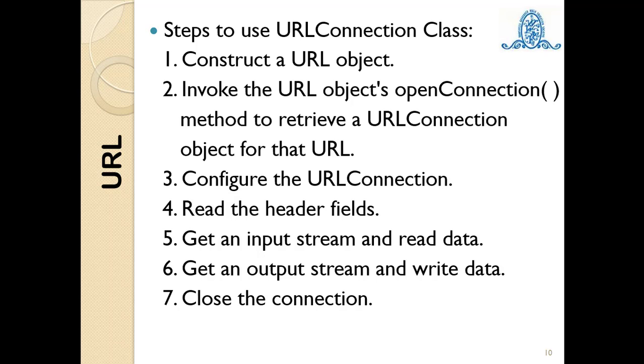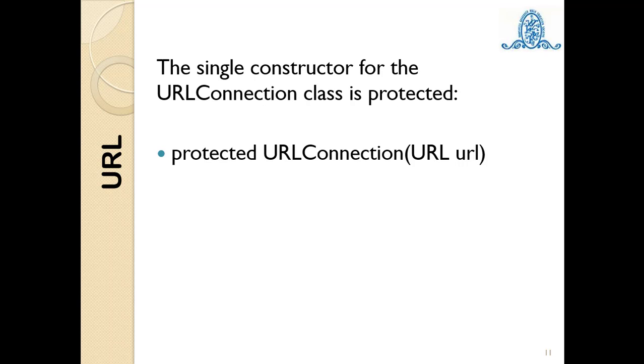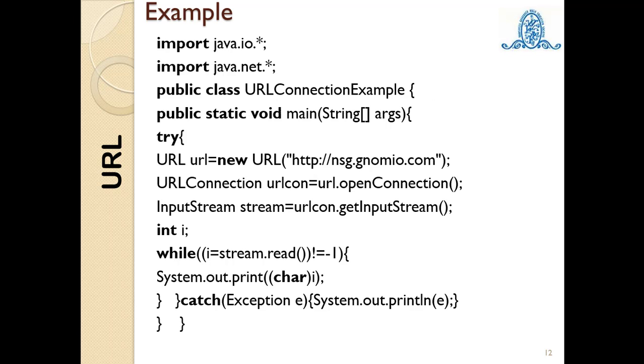Now let us see how to use these steps in a program. Before that, the URLConnection class consists of a single constructor which is protected URLConnection(URL url). So the parameter is a URL object. In this example, a URL object is created first, and using the openConnection method we are accessing the contents of that URL, and it returns a URLConnection object. So we are using a statement as URLConnection URL_con = url.openConnection.